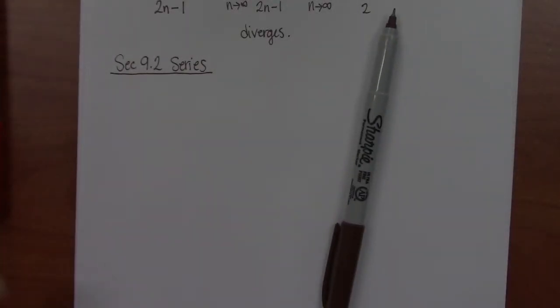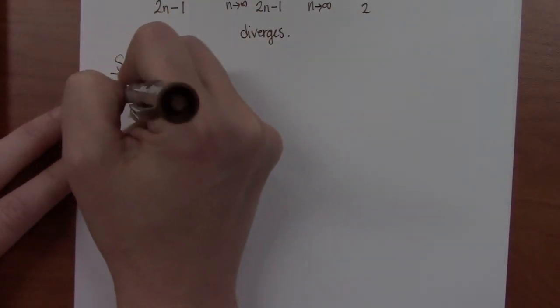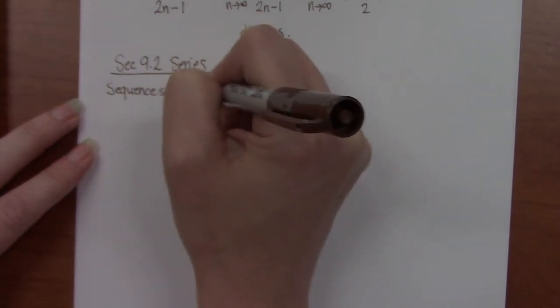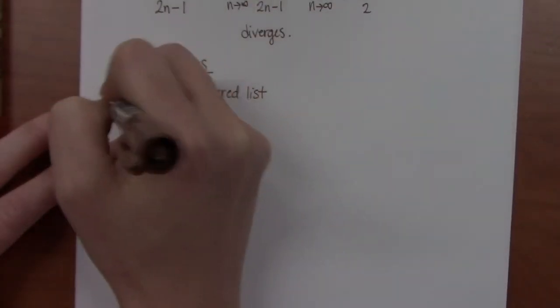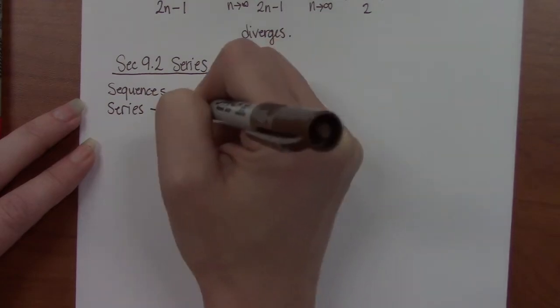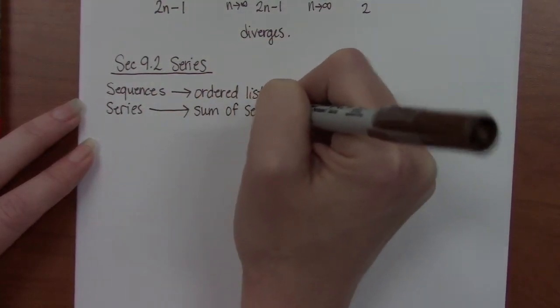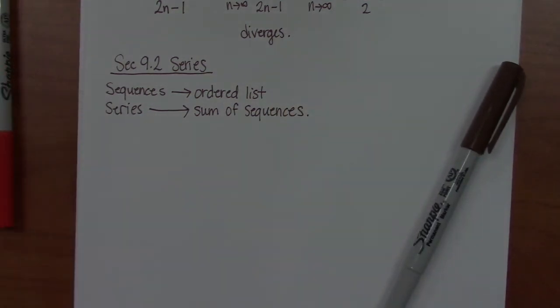And the way we relate sequences and series to each other is, we said sequences, right, were an ordered list of terms. But series are actually the sum of sequences. So we're going to be adding that list up.